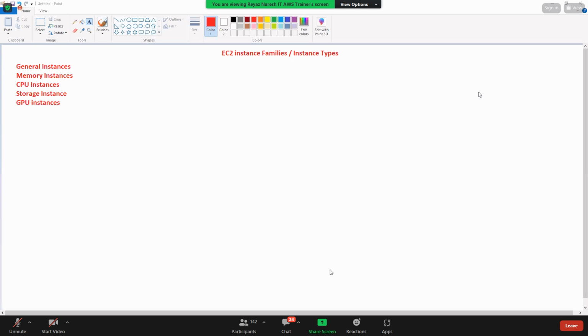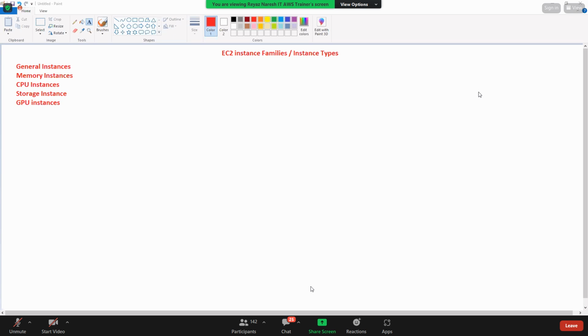What does a family contain? Generally, we have our own families, correct? Our family contains what? Family members, correct? Similarly, here in an instance family also we have family members, and we call them instance types. Say it 3 times, very important. Instance types.